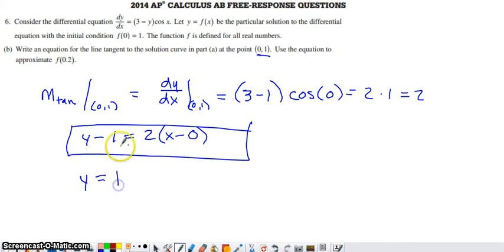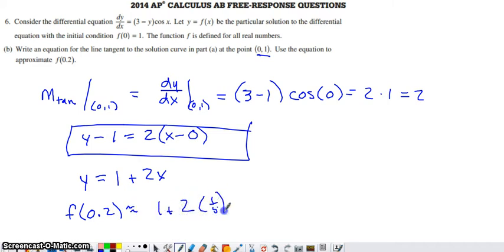So I'm going to add the 1 to the other side. So I'm going to have 1 plus 2, and then if I distribute in, I just get 2x. And if I want to do my approximation, I'm going to be able to say that f(0.2), or f(1/5), is not equal to, but approximately 1 plus 2 times 1/5. Well, that would be 1 plus 2/5, and that would end up being 7/5. So our approximation for the y value on the curve at 0.2, or the function value at 0.2, is going to be 7/5, or 1.4.